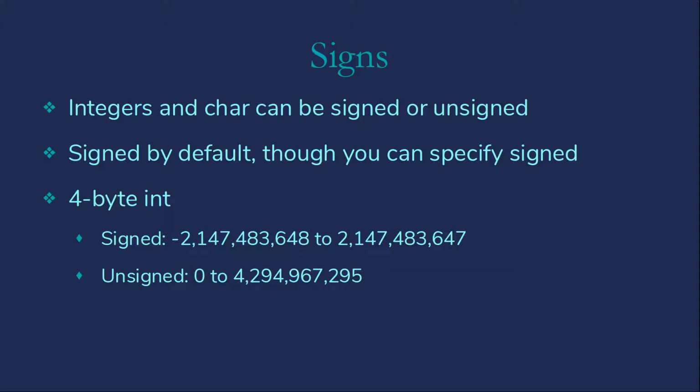Note the difference in range for a signed versus an unsigned 4-byte integer. So for signed, we have negative 2,147,483,648 to 2,147,483,647. Whereas the unsigned version is going to start at 0 and go up to 4,294,967,295. So we have that double length on the positive side.